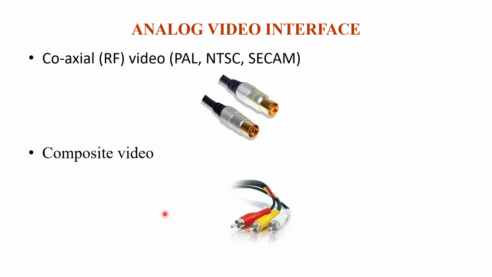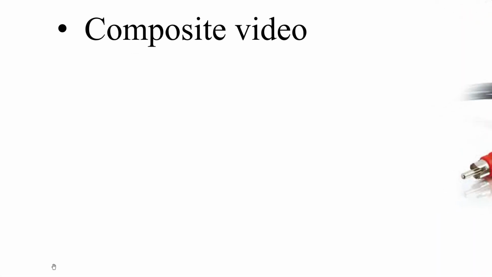Now this composite video signal, as we know, you might have seen this kind of cable at your home. So the white and red cables are used for the audio. The red cable is used for right audio. So sorry.